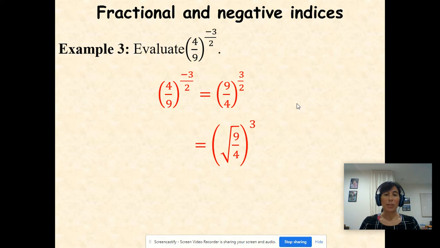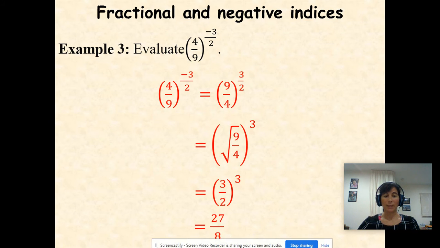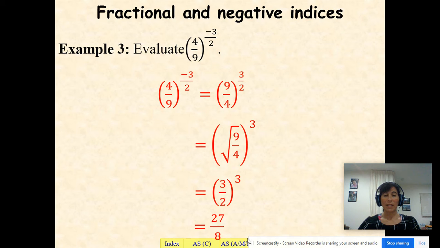At that point, then what you could do is say you've got the root is 2, so that means we can just write that as the square root of 9 over 4, all cubed. And we can actually evaluate that because the square root of 9 is 3, square root of 4 is 2, so then we've got 3 over 2, all cubed. And so our answer is going to be 27 over 8.